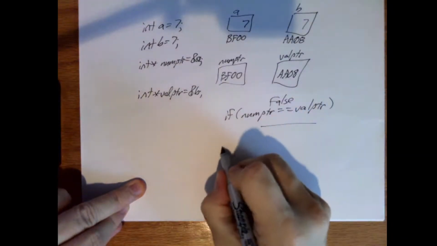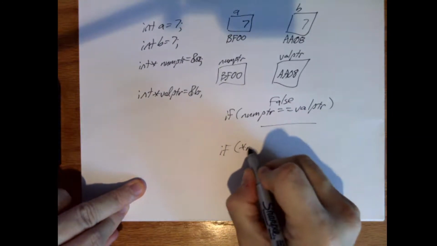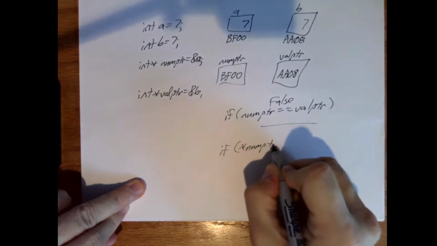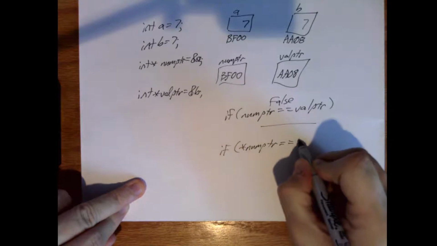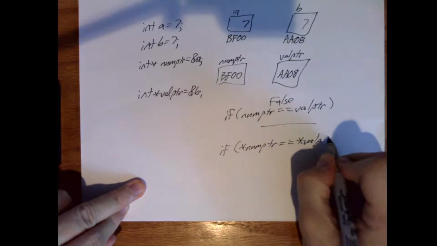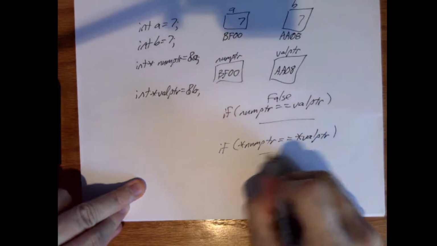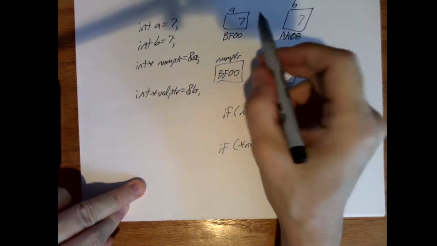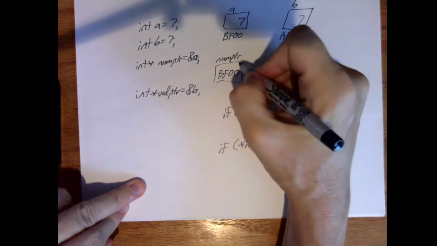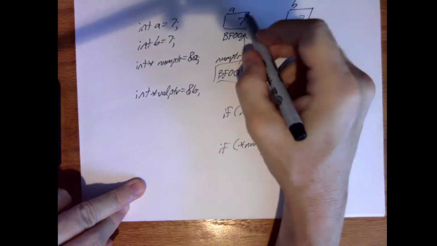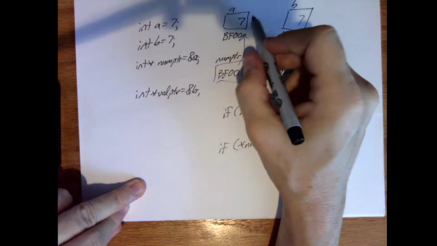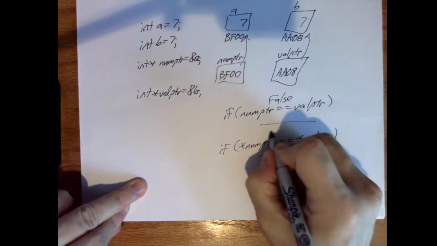But when I write if star num pointer equal star val pointer, and do something if that's true, what am I comparing? I'm comparing what they each point to, which currently are spots in memory that contain the values 7 and 7. So this is true.